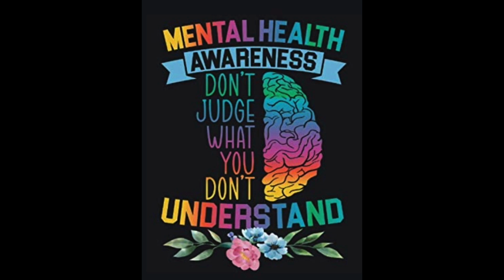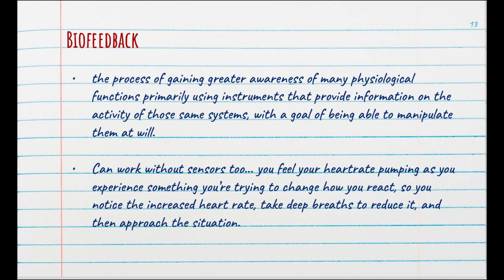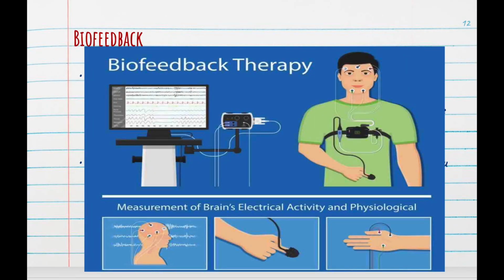Those same systems with the goal of being able to manipulate them at will. Biofeedback is great for this. Which is basically when you get hooked up to a machine and you watch the heart rate go up and down, and you learn to have control over your own emotions and calm yourself down. There's been a lot of success with biofeedback in helping people learn to know that they have control over their own anxiety and depression.